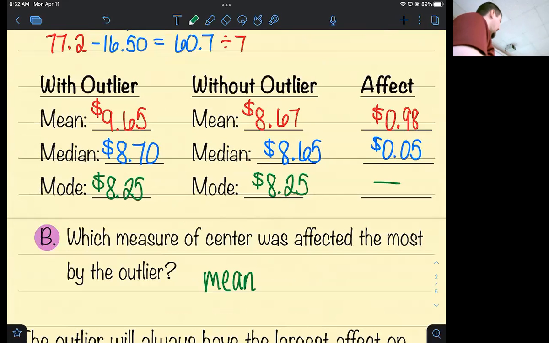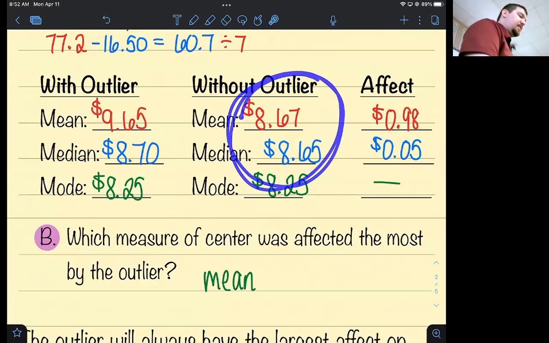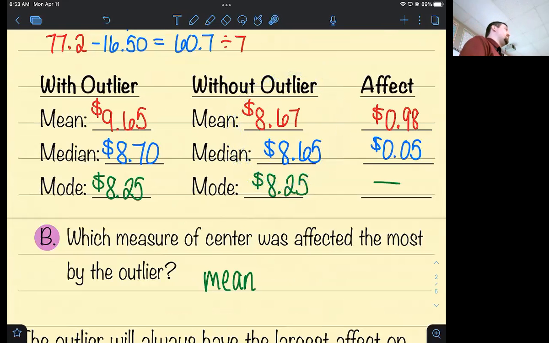Look how close, I didn't mention this in the last class, look how close without the outlier, the mean and the median are. They're only 2 cents off now. That's good. That's what we're looking for. We want them to be close together. They're supposed to both be in the center. They should be pretty close to each other. Here it was a much wider gap.